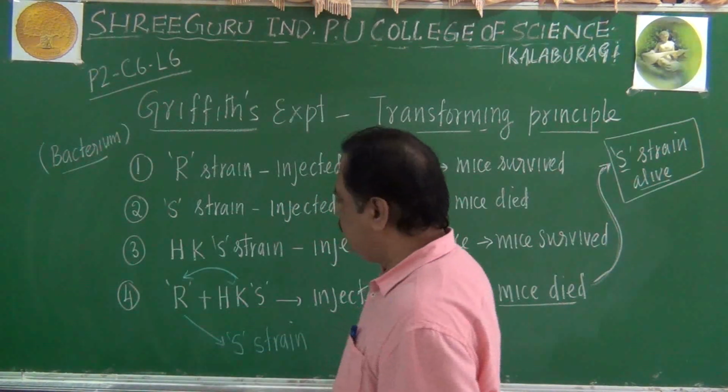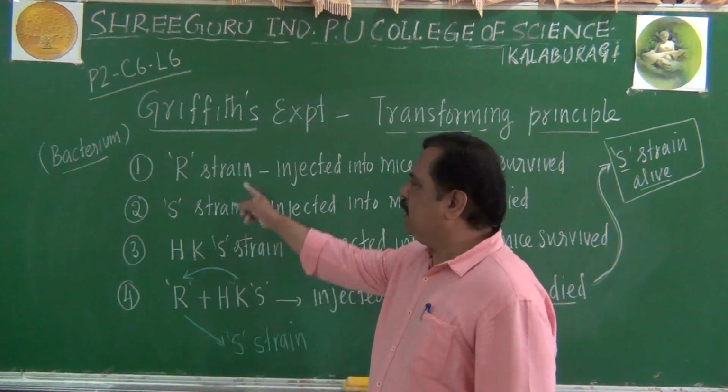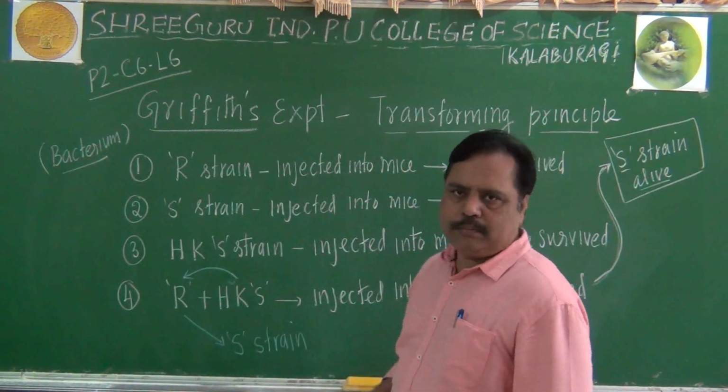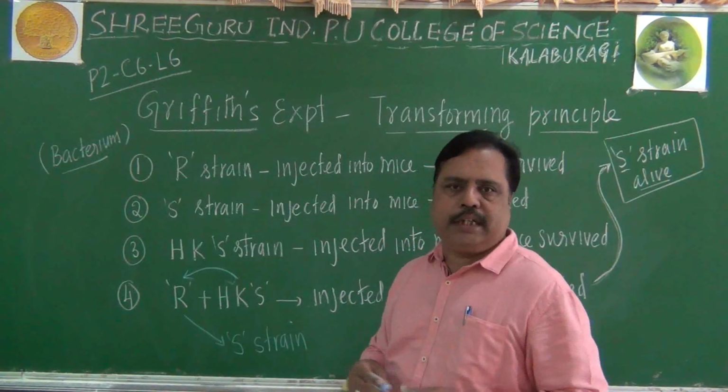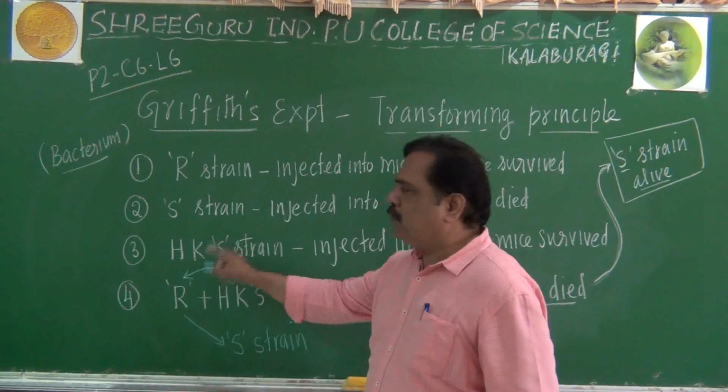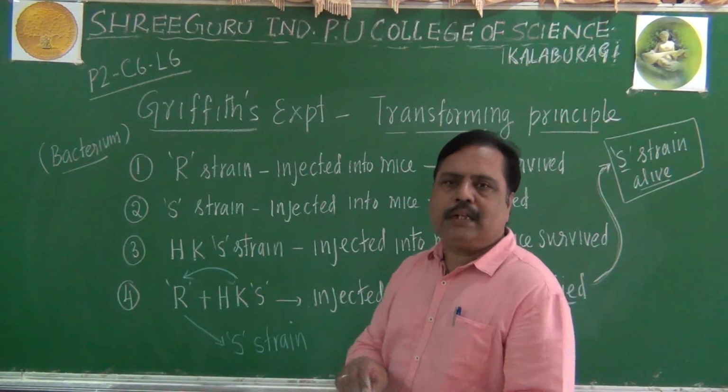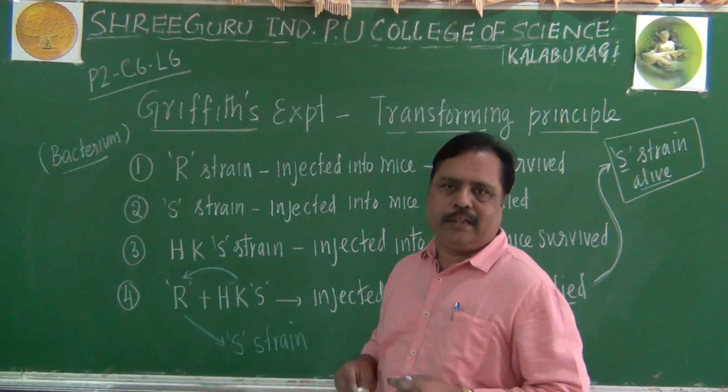Griffith said that the R strain is independently non-virulent, but it has been converted into virulent S strain. How? Because of some transfer. What is that which was transferred? He could not tell.